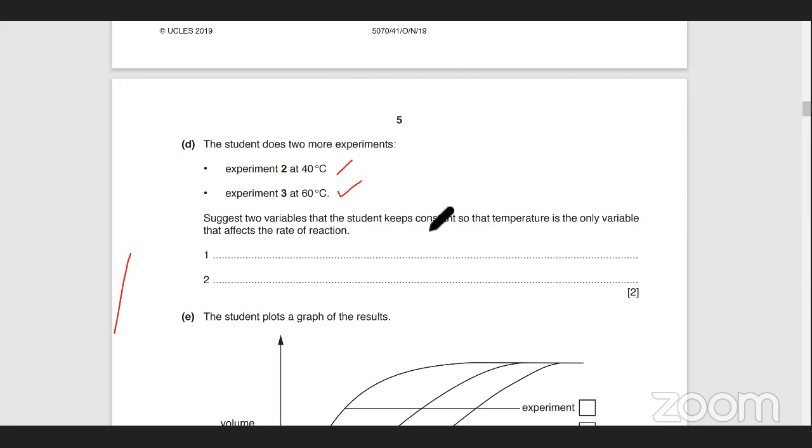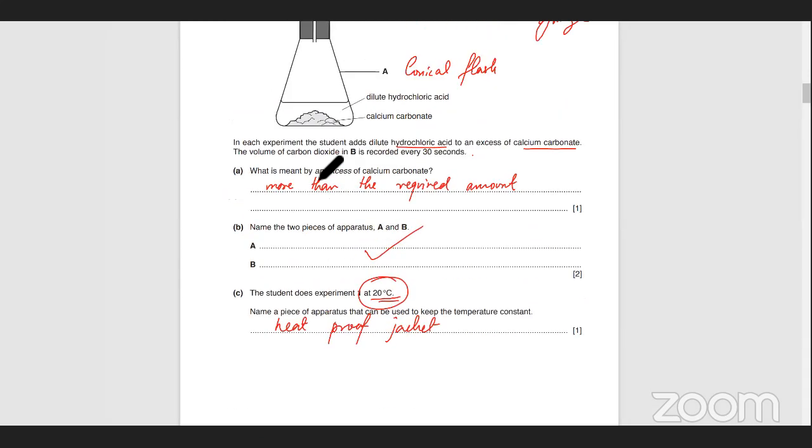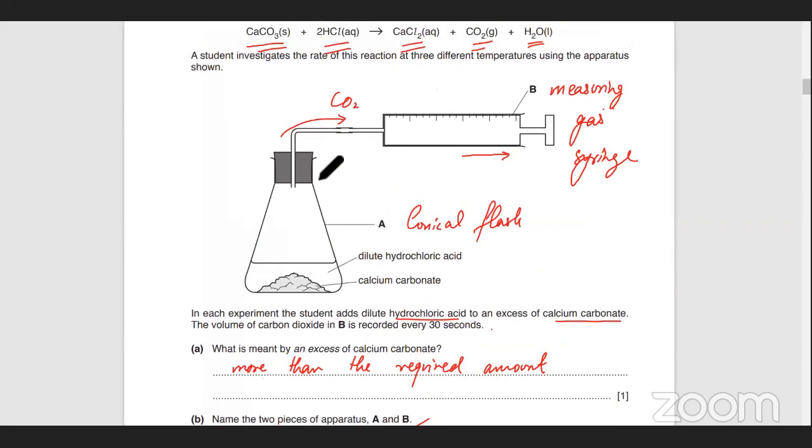I just suggest two variables that a student keeps constant. So that means when you're doing an experiment, only the variable that you're investigating has to change. Everything else has to be kept constant. The rate of reaction, चार पांच factors से rate of reaction affect होता है. One is temperature. He's already investigating temperature. The other factors, as somebody has already mentioned, is concentration. So the concentration of hydrochloric acid has to be kept constant. Calcium carbonate, the size of the pieces, that is going to affect the rate of reaction. So that needs to be kept constant.